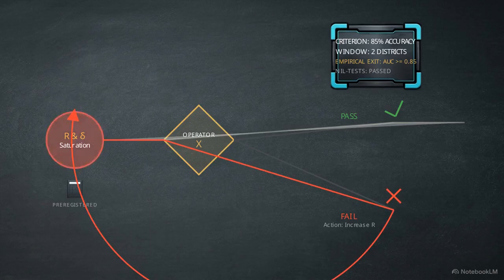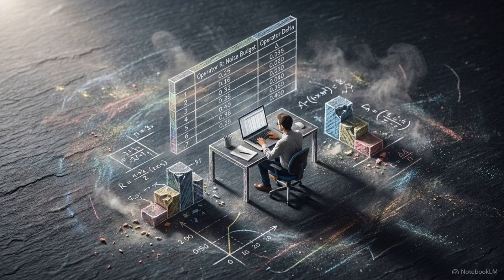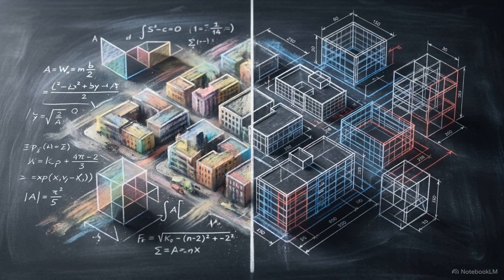If the model fails the test, the process loops back. The researcher returns to operators R and delta to refine the noise budget and develop more robust variants. The exit thread ensures that discovery is an empirical outcome of well-set criteria, rather than a matter of subjective interpretation.